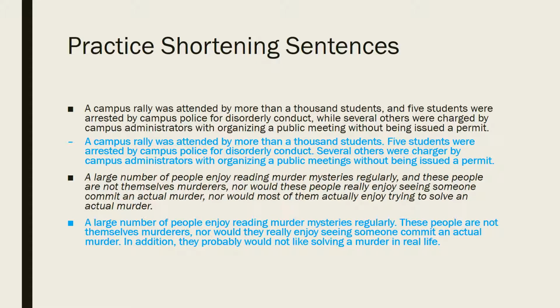Okay, so I'm not going to take the time to read the original examples. I'm just going to read how I reduced them. What I did for the first one is in blue. A campus rally was attended by more than 1,000 students, period. 5 students were arrested by campus police for disorderly conduct, period. Several others were charged, excuse me, that should be a D at the end of that word, by campus administrators with organizing a public meeting, no S, sorry about all of my spelling mistakes, being issued with a permit.